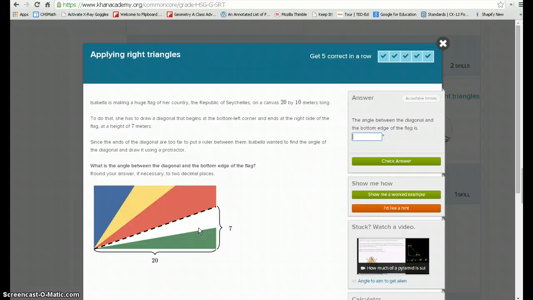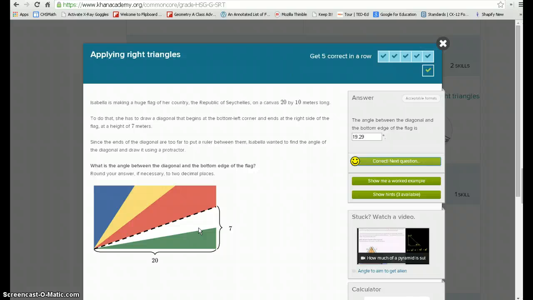She needs to make that a 19.29 degree angle in order for it to have that ratio of a tangent of 7 over 20. Okay? So that's how those problems are done.